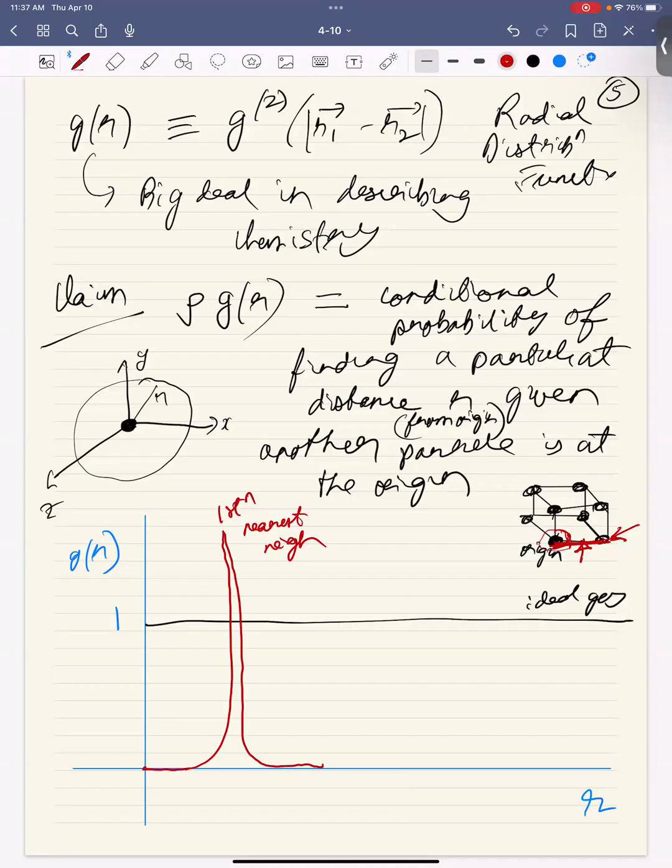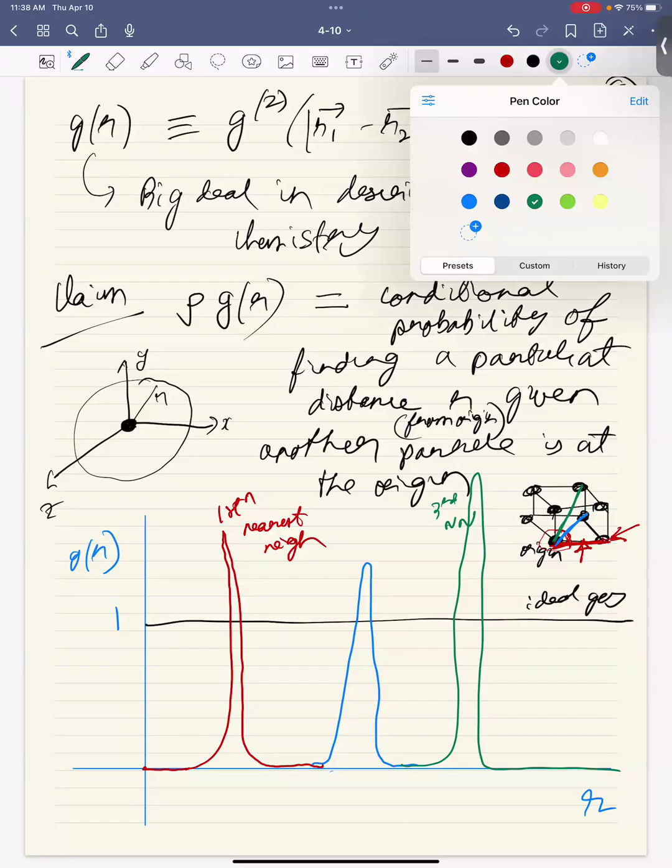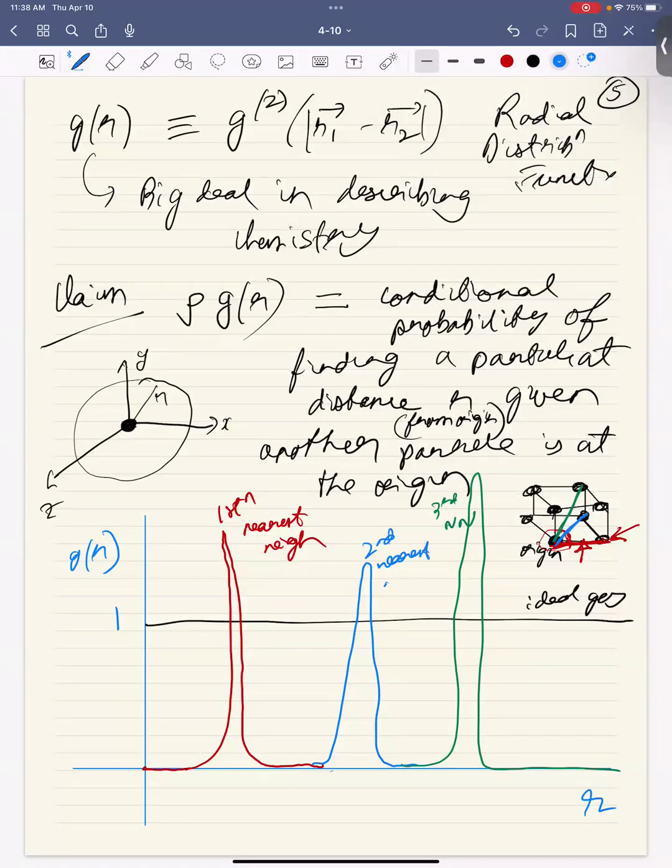In a simple cubic lattice, where is the second nearest neighbor? That's along this diagonal, right? Let me use the color blue over here. Where is the third nearest neighbor? That's along the body diagonal, right? So you will have peaks which correspond to nearest neighbors. The second one will give you some peak, which looks like this. Then the third one will give you a peak that maybe looks like this, and so on and so forth. It's the same curve. I just drew different colors to make it clear what it is coming from. So this is the third nearest neighbor. This is the second nearest neighbor.